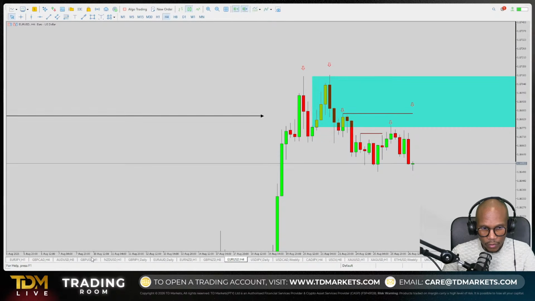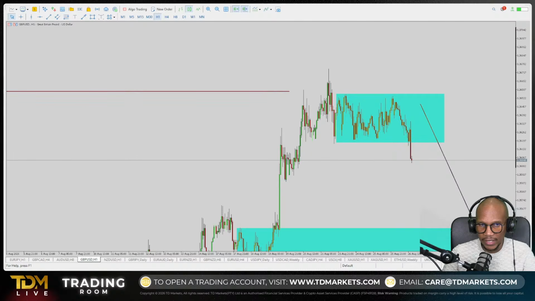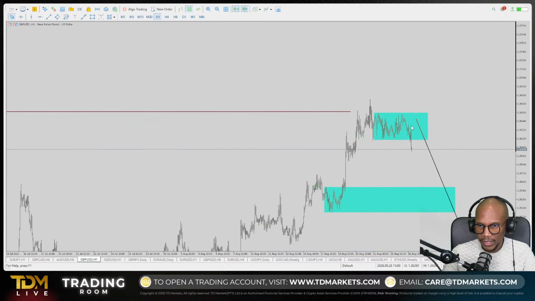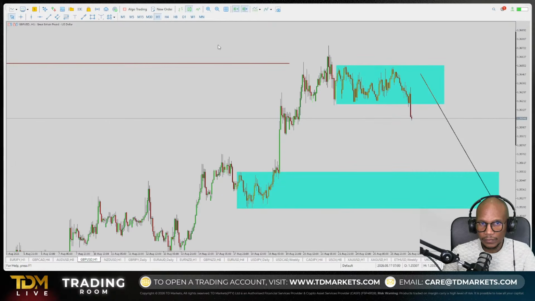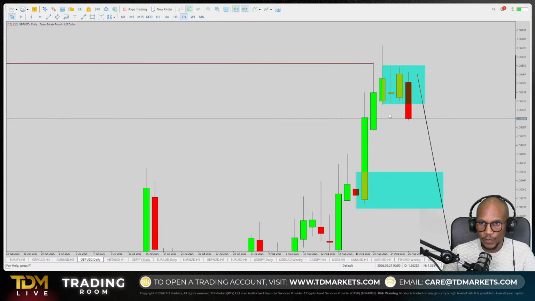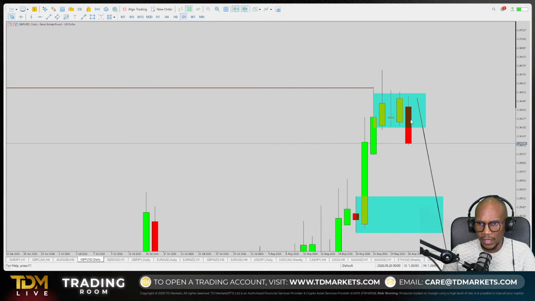If you look at GBP USD, look at what GBP USD has done. It broke down, exactly what we spoke about. So I'm not in a short on GBP USD, but I'm looking for a short. If you look at the daily time frame, it has broken out of this. It hasn't closed below it, but we would want it to close below the zone.